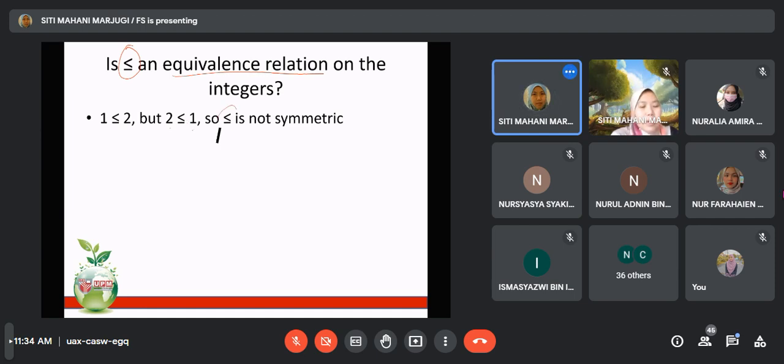So less than or equal is not symmetric. Dia tak boleh beri kan? Tak beri that is the same. This is true. This is not true. So greater than or equal is not an equivalence relation. Dia tak boleh show that this is an equivalence relation. But equal boleh, can be the equivalence relation.